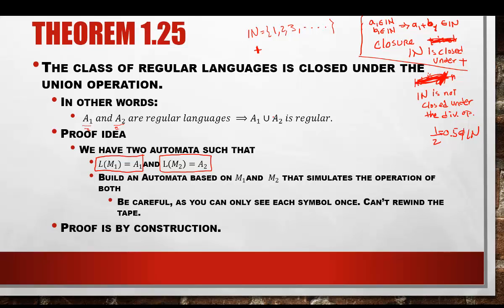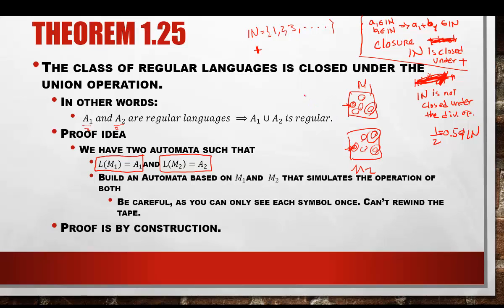So the idea is like this. Think of you having these two automaton, M sub 1 and M sub 2. M sub 1 has some start state, and M sub 2 has some other start state. Actually, the start state is the one with the little arrow pointing to it. And then they've got a bunch of intermediate states, and each of them will have their own set of accept states as well.